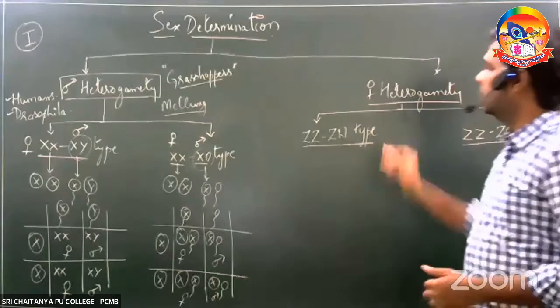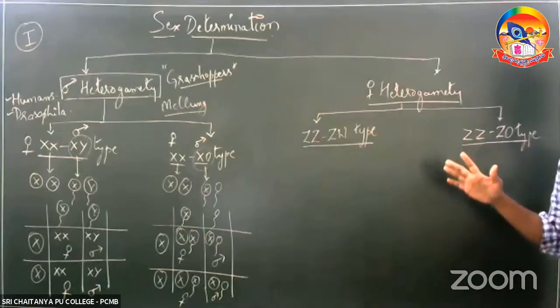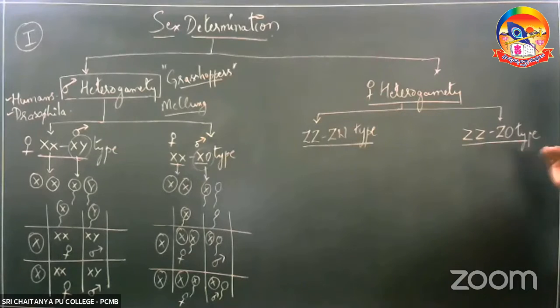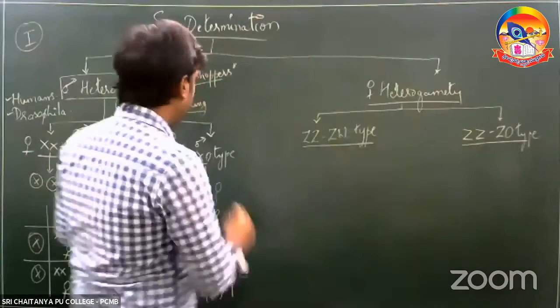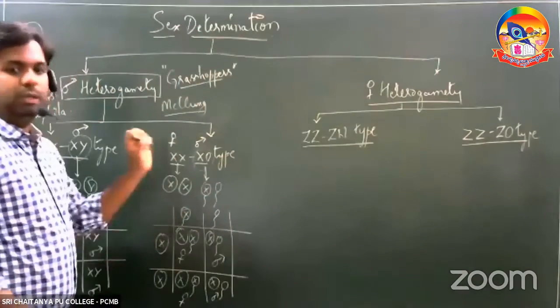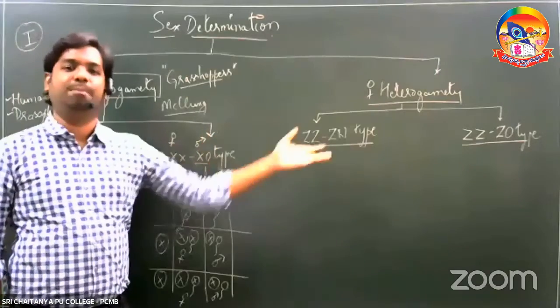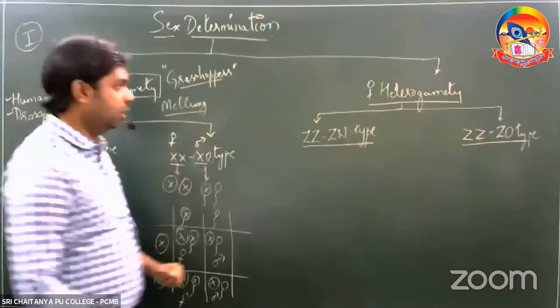So the first one is ZZ, ZW type of sex determination, and here it would be ZZ and Z0 type of sex determination. Let us first begin with this, then we'll go to that. Again, the process would be the same, but the only thing you need to remember is a few examples in each of the categories. Okay.